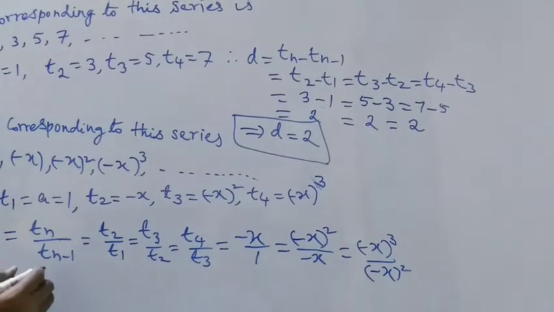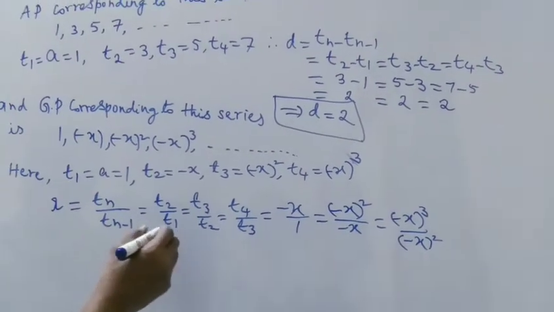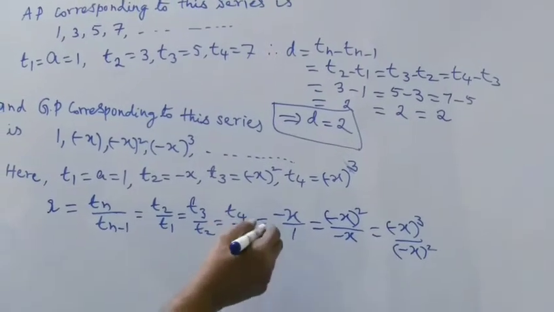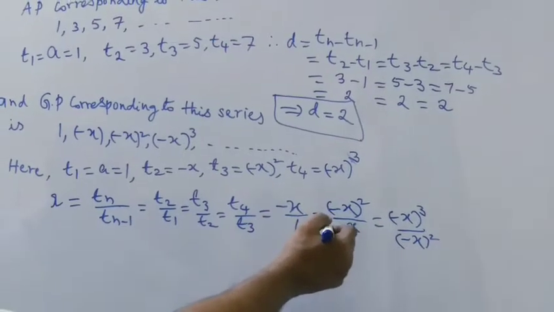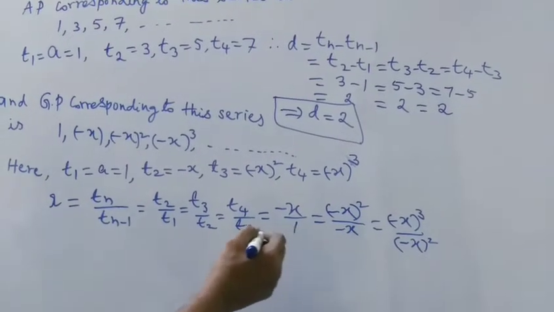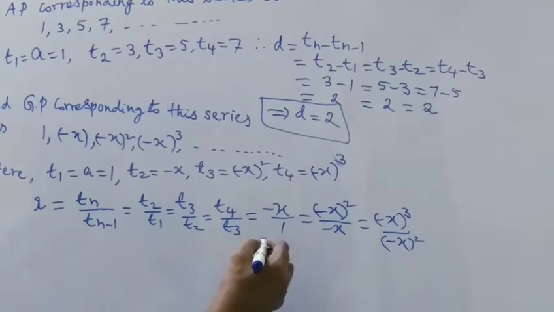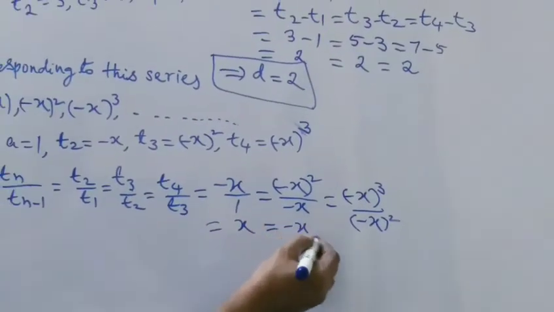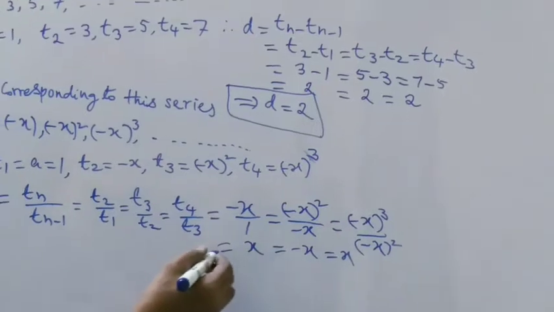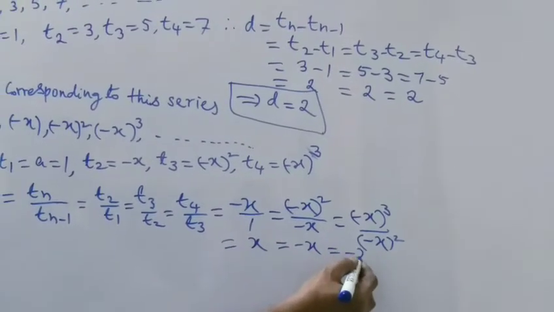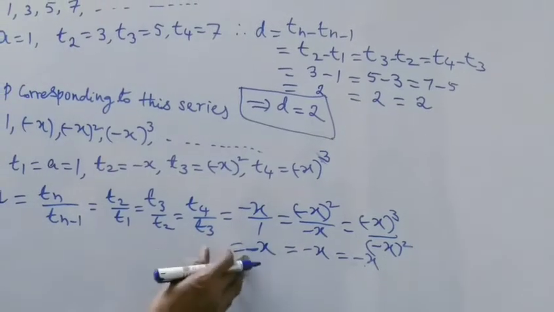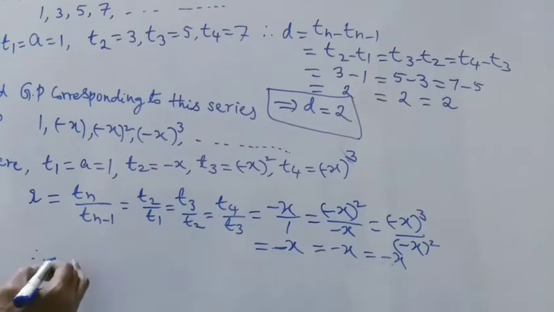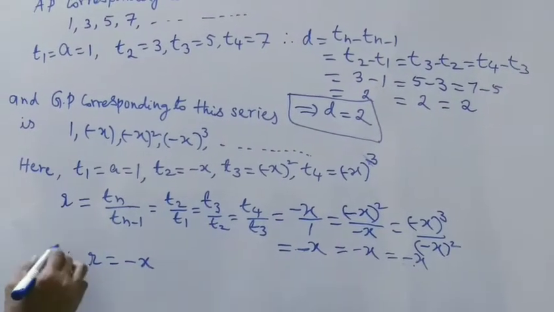For all these terms, on careful observation, the common ratio of T2 by T1, T3 by T2 and T4 by T3, which is minus x by 1, minus x whole square by minus x, and minus x cube by minus x whole square, is minus x every time. Therefore, the common ratio r is equal to minus x.